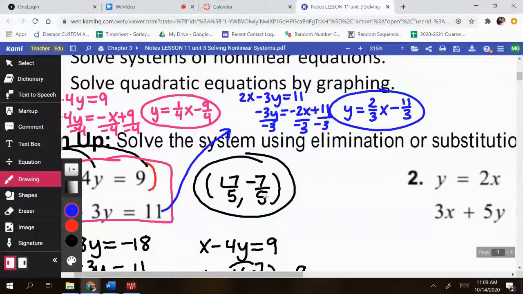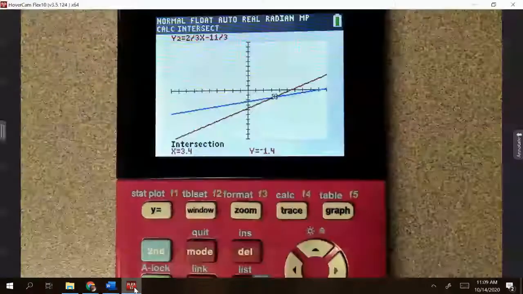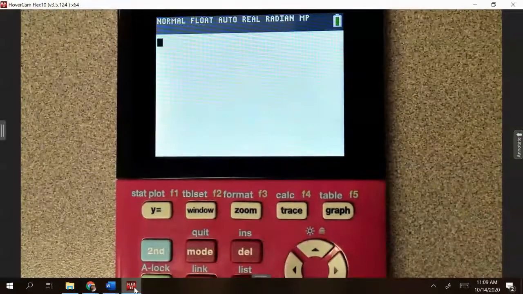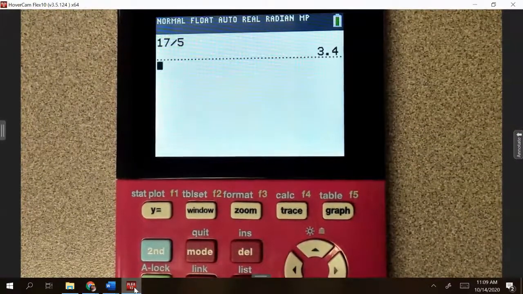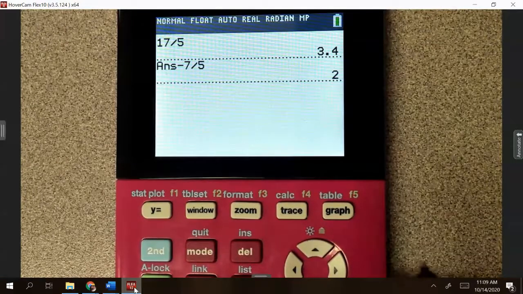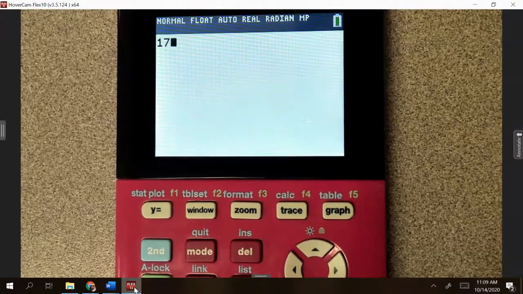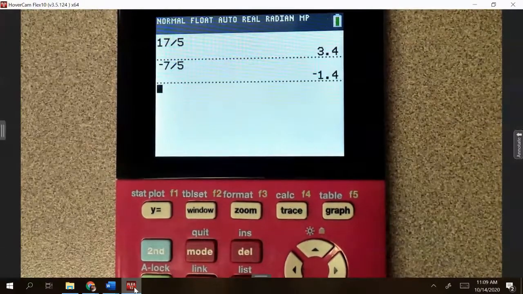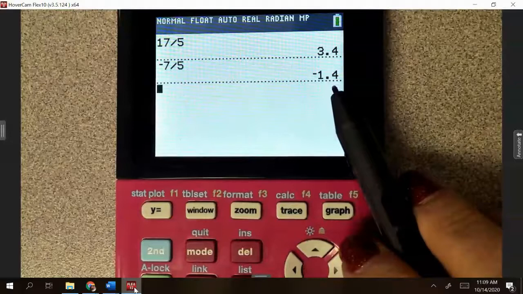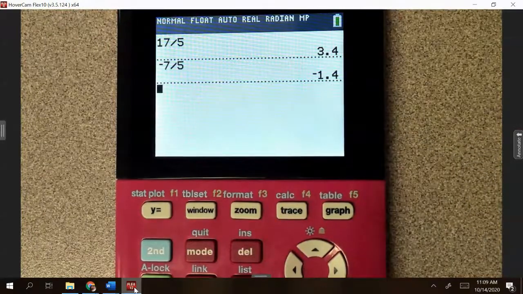Is that what this is? Let's see, what's 17 fifths, negative 7 fifths? Oops. Let's try that again. 17 fifths, negative 7 fifths. So there's our 3.4, negative 1.4. Perfect.